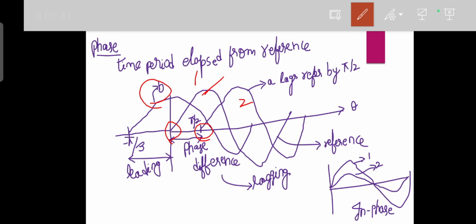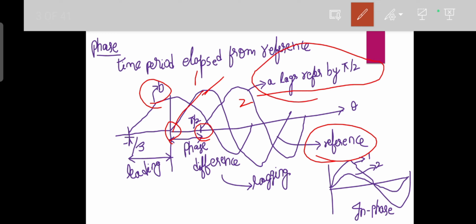These leading and lagging concepts are always with respect to a reference. Reference is very important when we consider phase. With respect to this reference, A lags the reference by an angle of pi by 2 and B is leading with an angle of pi by 3. This is regarding the phase.